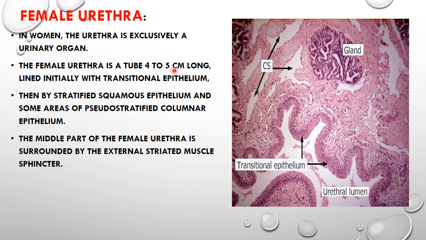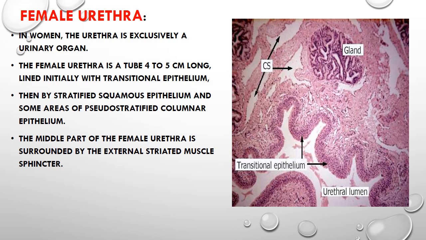The female urethra is exclusively a urinary organ, and it is lined by the transitional epithelium, and then by stratified squamous epithelium in some areas, or pseudostratified columnar epithelium. The middle part of the female urethra is surrounded by the external striated muscle sphincter.